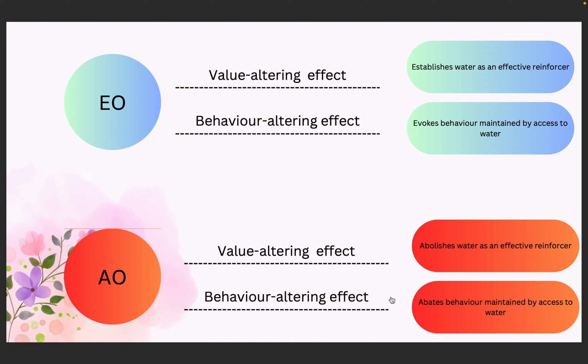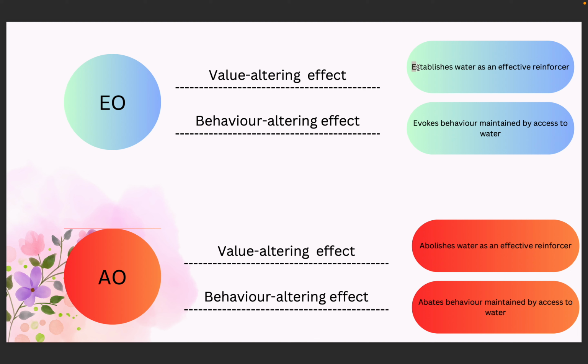Okay, so think of EO with the E's: establishes something as an effective reinforcer and evokes behavior, whereas our AOs, the A's, are going to do the opposite. So the value of something is actually going to start abolishing. It's not going to be as effective, and the behavior is abated. A behavior maintained by access to water is going to be abated if, let's say, we've just chugged a whole water bottle, for example.